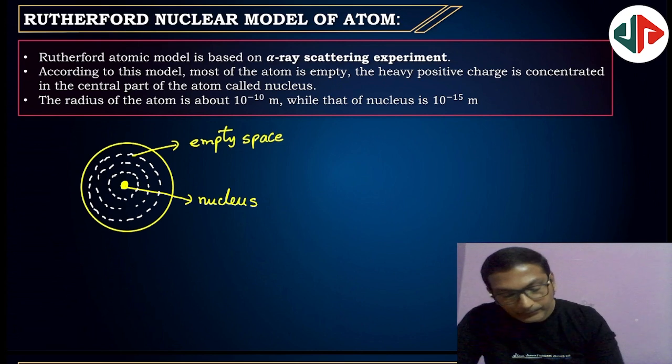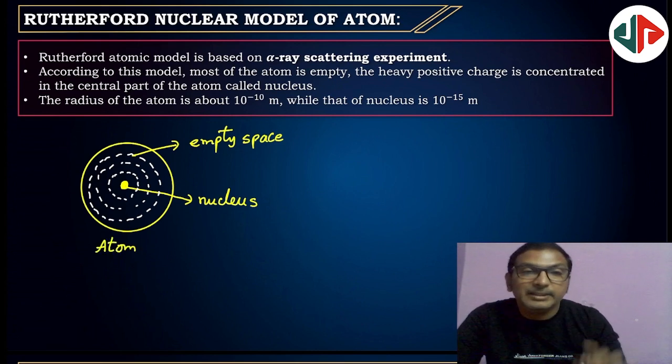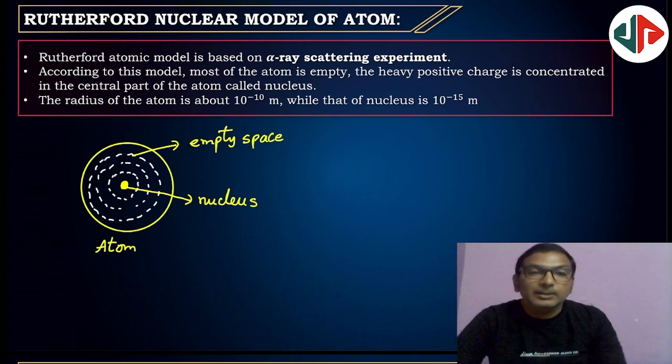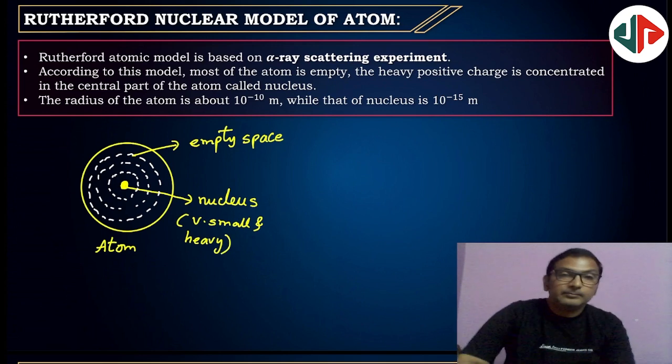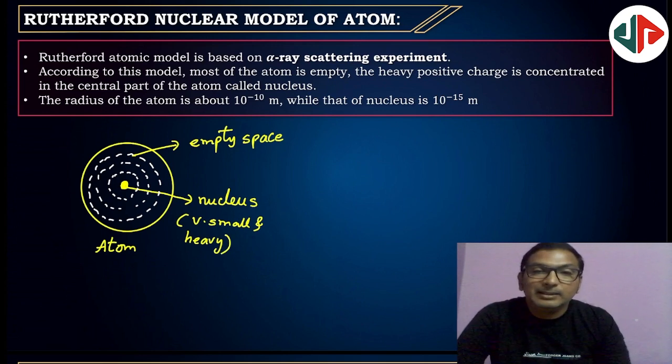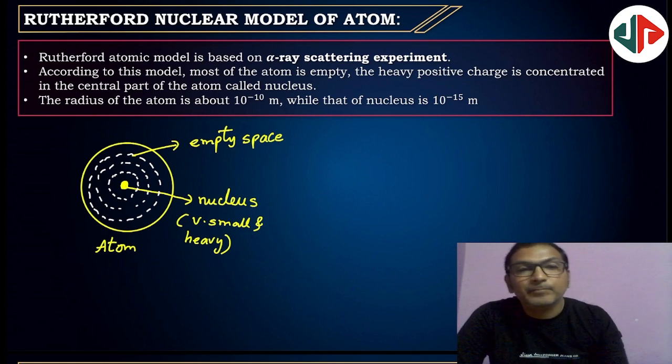Completely, this is atom and the center portion is nucleus. So nucleus is very, very small and heavy. So total mass and total charge of atom is concentrated only in a small region. Therefore nucleus is very, very small and heavy. Total mass is concentrated at that portion only. Therefore it is heavy.